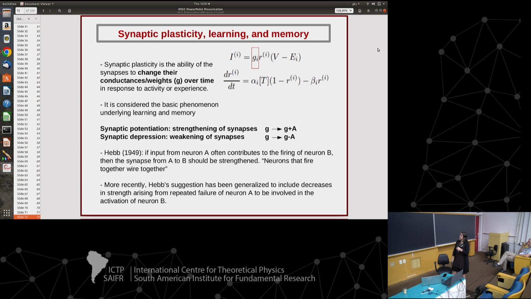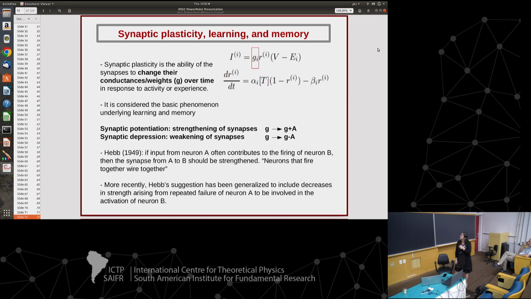So synaptic plasticity is the ability of the synapses to change conductance and weight in response to neuronal activity, or to experience, or to a task, or something that was external. If you receive a stimulus, then this stimulus makes your neurons fire, makes more activity, and then these synapses change, and you have this plasticity. So it's considered the basic phenomenon for learning and memory, and typically we say that we have synaptic potentiation when there is a strengthening. So when the synapse increases, a G value goes to G plus something. So this G here, this conductance, the facility of the ions or neurotransmitters to pass through the cell, it increases. Synaptic depression is the weakening, so when the G decreases in every step or with a specific rule.